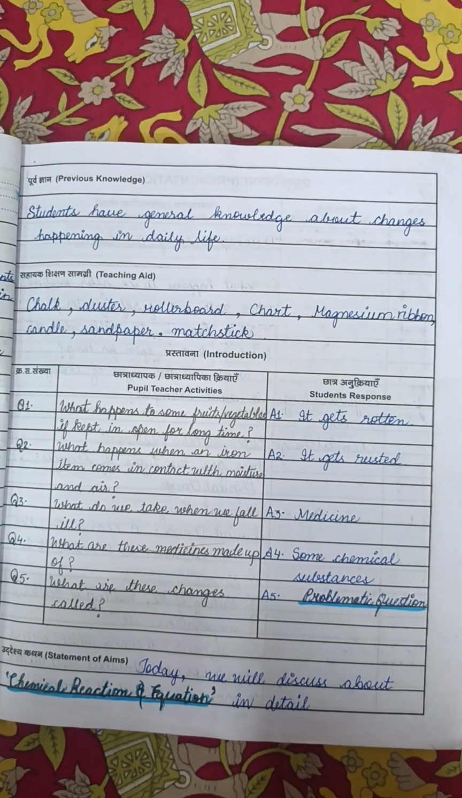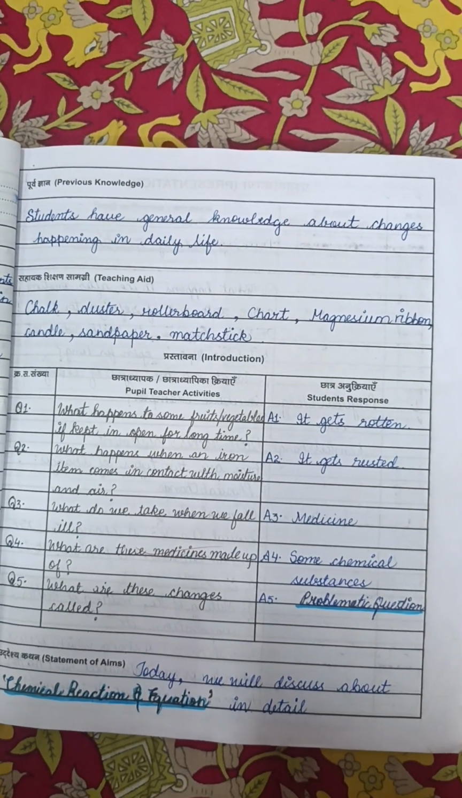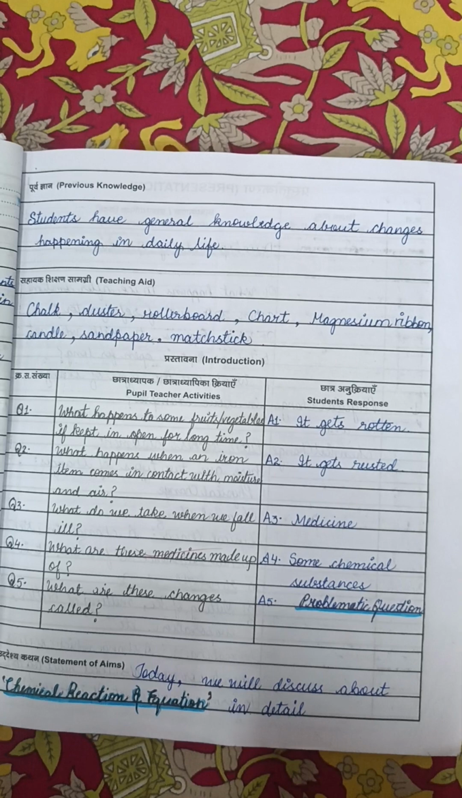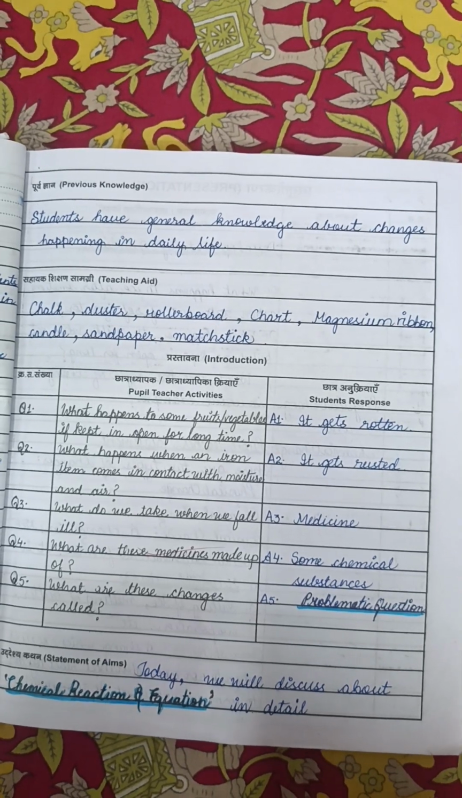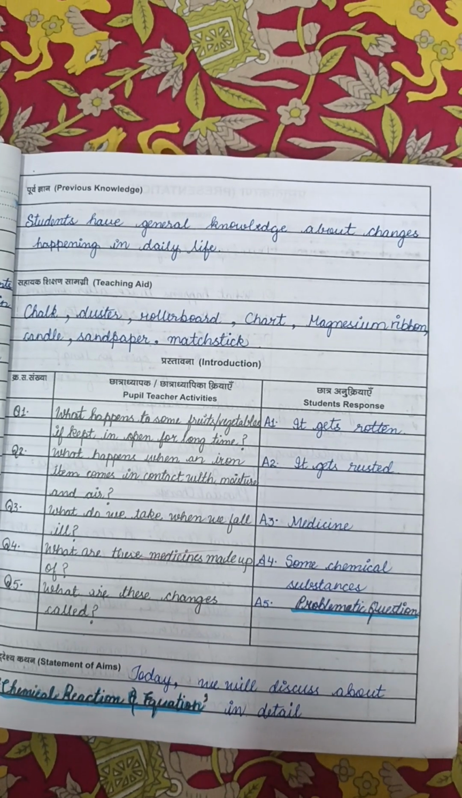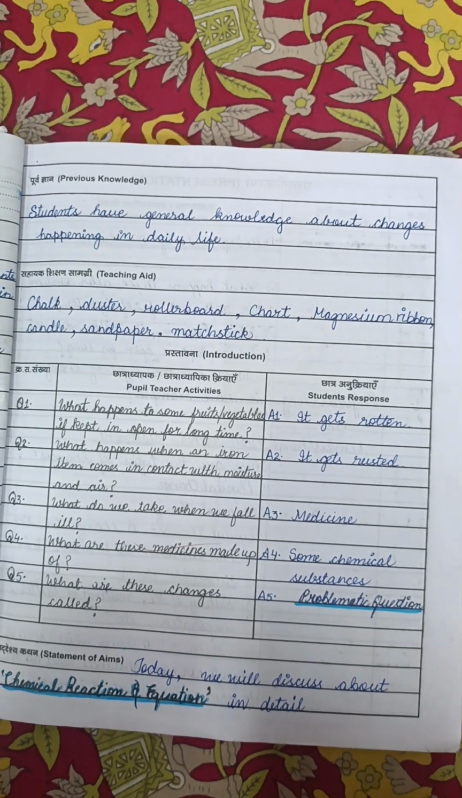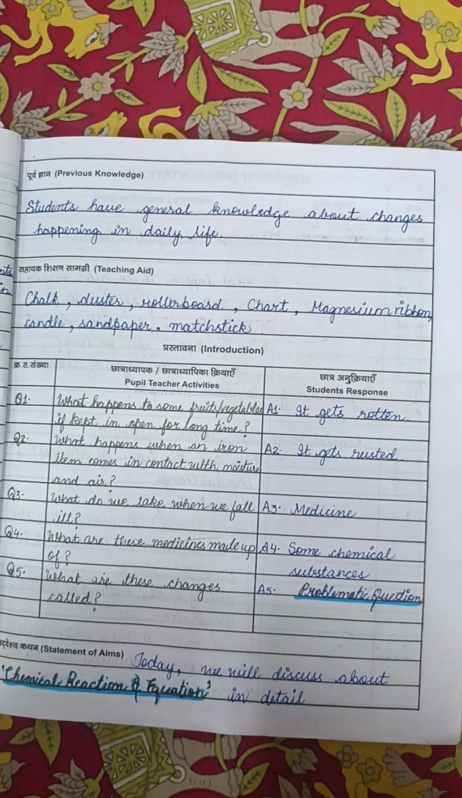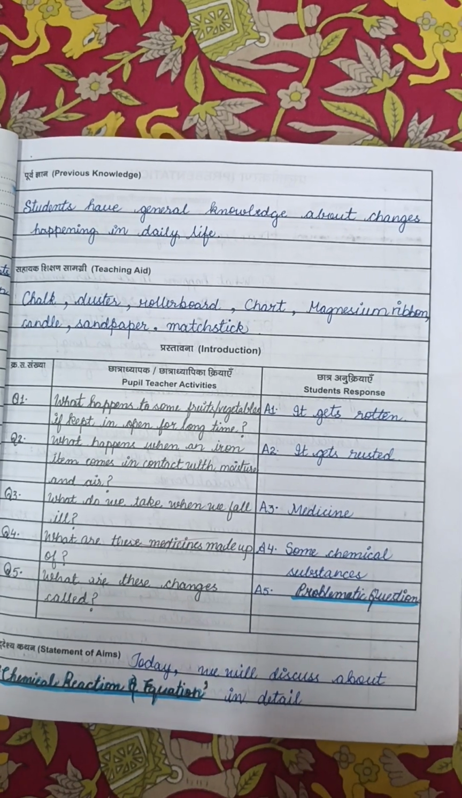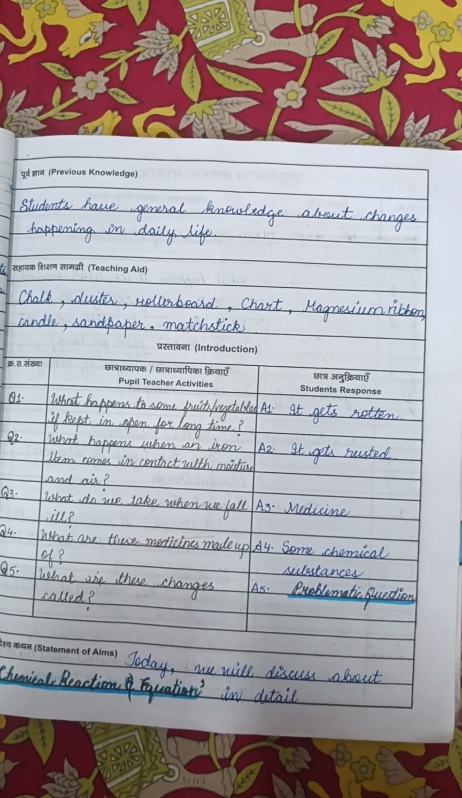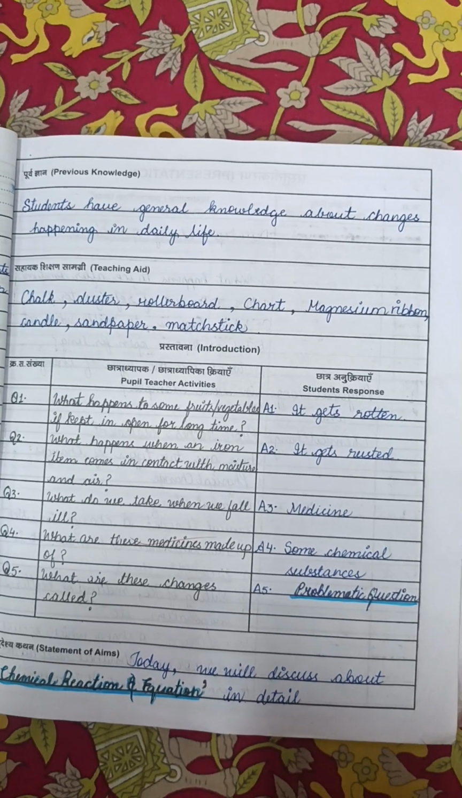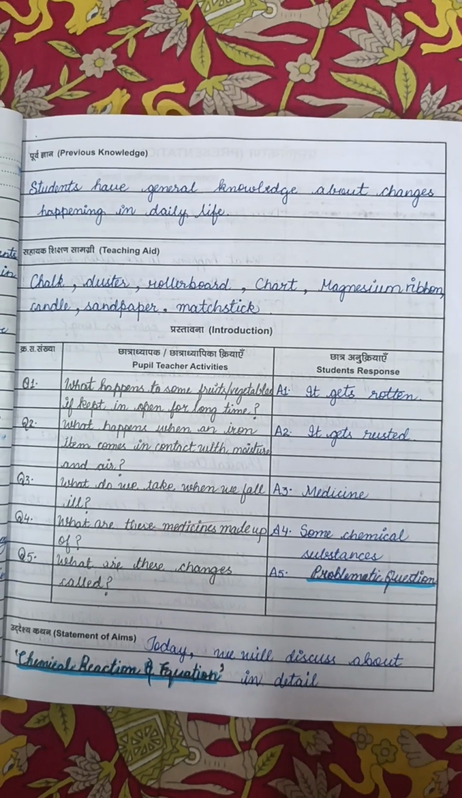Then you have to write the teaching aids. The teaching aids are those materials that you use during your lecture. Then you have to prepare the introduction table. This introduction table consists of 5 questions, out of which 4 questions are based on the previous knowledge, and the 5th question is the problematic question.